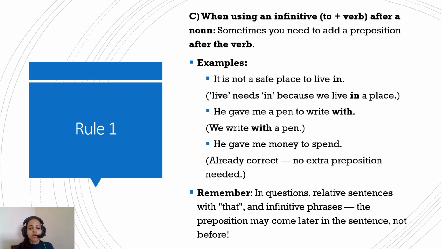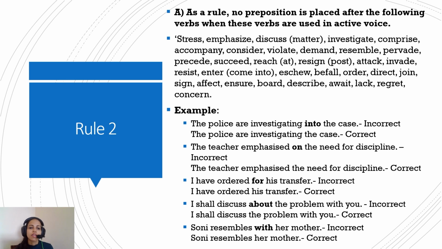Okay. So rule one is: in questions, in relative sentences with the pronoun that, and in infinitive phrases, the preposition may come later in the sentence and not before. Okay. I hope you've understood rule one. Now let's move to rule two. As a rule, no preposition is placed after the following verbs when these verbs are used in active voice. So you have to remember these words and you have to see that no preposition is placed after these words. Okay. So let's see what these words are first.